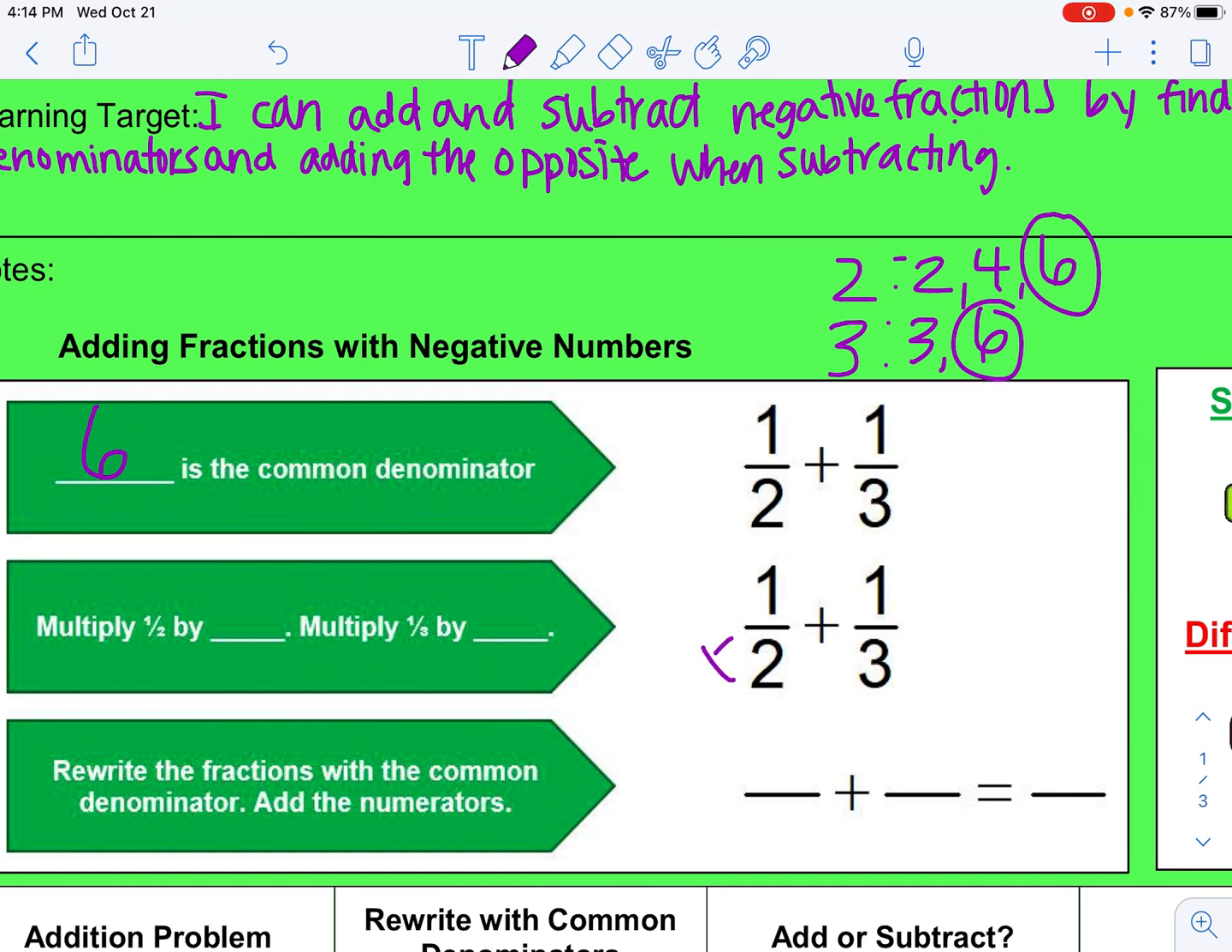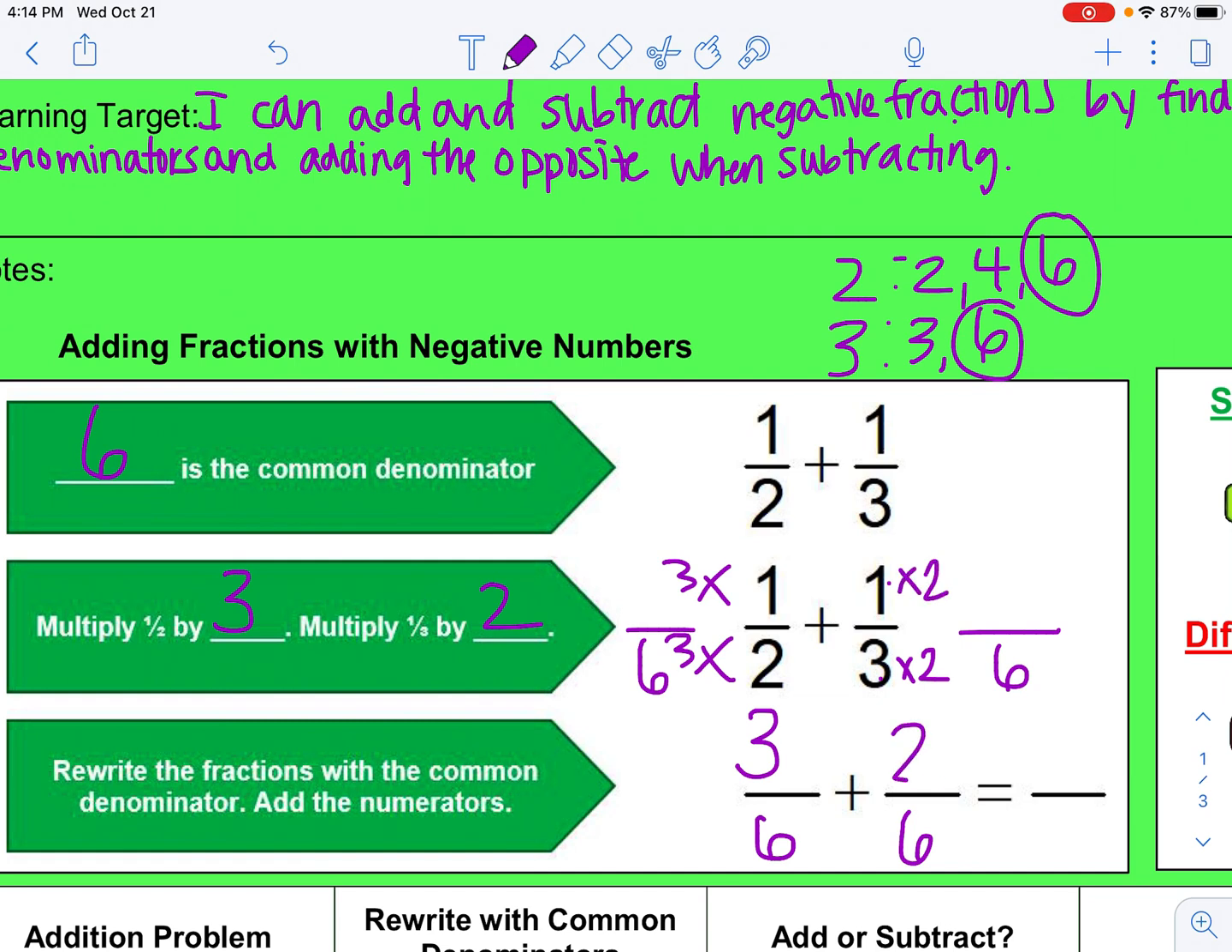Okay, so that means I need to multiply 1/2 by what to get a denominator of 6? Right, I need to multiply 1/2 by 3 and 1/3 by what? Right, 1/3 by 2. So I'm taking 3 times 1, which is 3. 2 times 3 is 6. 3 times 2 is 6. 1 times 2 is 2.